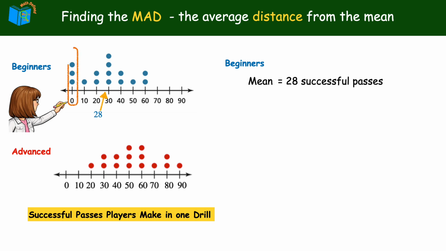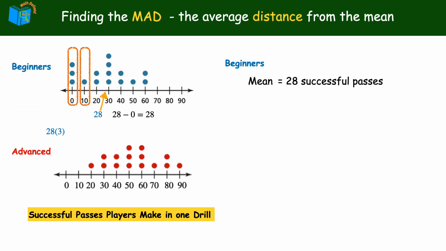I see that 3 beginners had 0 passes. To find how far 0 is from the mean, we subtract 28 minus 0 to get 28. So those 3 players are each 28 passes away from the mean. Next, I see 1 player with 10 passes. 28 minus 10 is 18. So that player is 18 away from the mean.